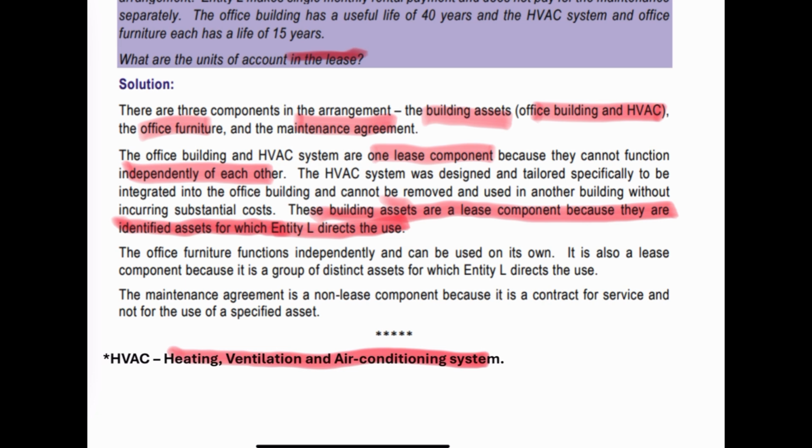Then the next is office furniture. Office furniture can also be used independently, on its own. It is also a lease component because it's a group of distinct assets for which entity L directs the use. And the final one, the maintenance agreement, is not a lease component because it's a contract for service and not for use of a specified asset.